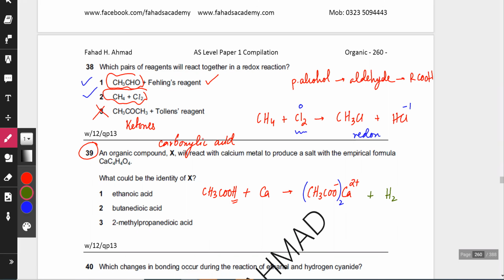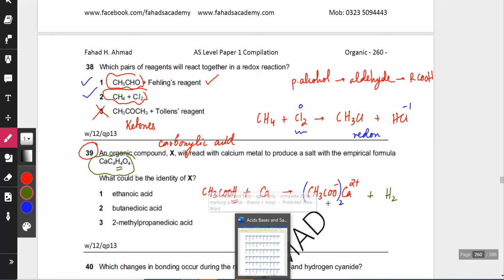Now we need to figure out whether the formula of the salt is going to be this or not. If you look carefully, there would be 4 carbons over here. The number of hydrogens would be 6. So that is not going to be correct. The oxygens are 4, the carbons are 4, calcium is 1. Everything is fine except for the hydrogens. The hydrogen atoms in total over here are 6. So the first one is incorrect.